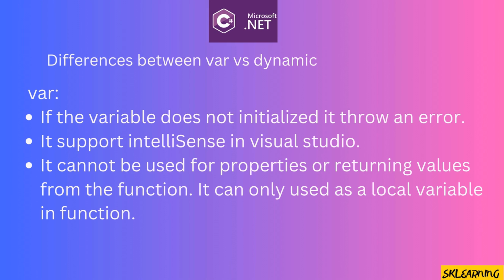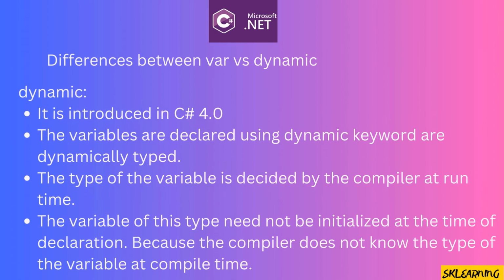Dynamic was introduced in C# 4.0. The variables declared using the dynamic keyword are dynamically typed. The type of the variable is decided by the compiler at runtime. The variable of this type need not be initialized at the time of declaration, because the compiler does not know the type of the variable at compile time.